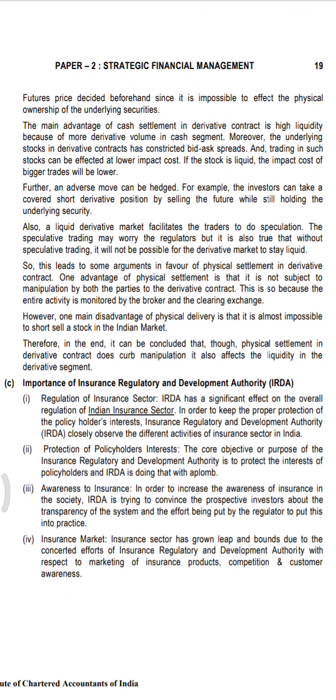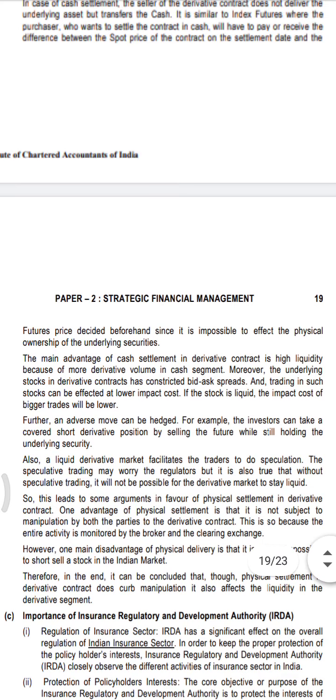One advantage of physical settlement is that it is not subject to manipulation by both the parties to the derivative contract. This is so because the entire activity is monitored by the broker and the clearing exchange. However, one main disadvantage of physical delivery is that it is almost impossible to short sell a stock in the Indian market. Therefore, in the end, it can be concluded that though physical settlement in derivative contracts does curb manipulation, it also affects the liquidity in the derivative segment. तो बेसिकली मतलब शेयर्स को ट्रेड कराने का ये रहता है कि लिक्विडिटी बनी रहे, भले ही स्पेक्यूलेशन हो.